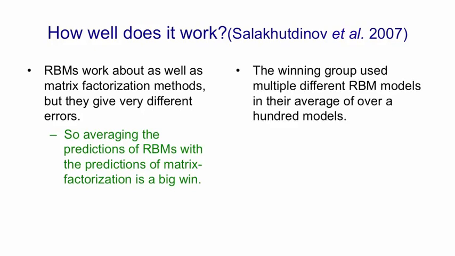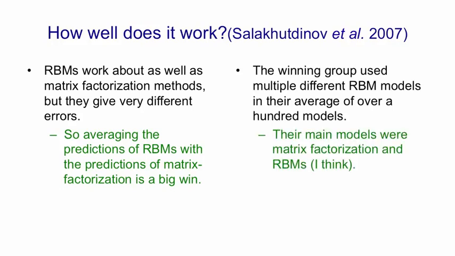And the winning group actually used multiple different RBM models in their average, and multiple different matrix factorization models, and I think probably other models as well. As far as I know, their main models were matrix factorization models and RBM models.